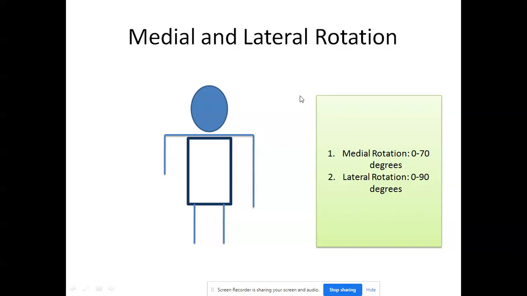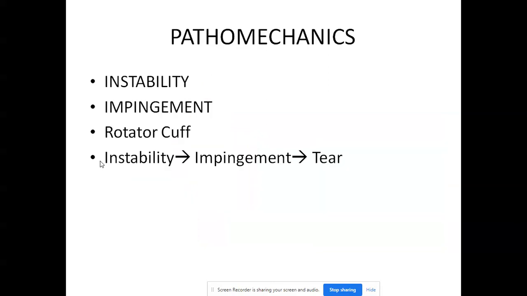Coming to medial and lateral rotation. Imagine this is a person standing. He is going to flex his elbow at 90 degrees to do medial and lateral rotation. Lateral rotation is 0 to 90 degrees, whereas medial rotation is 0 to 70 degrees.